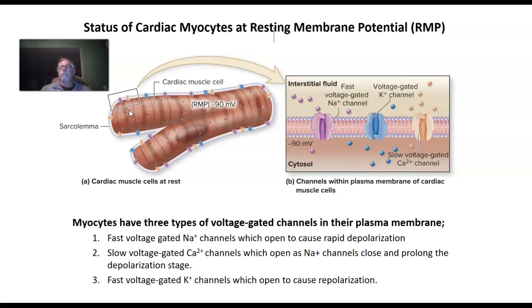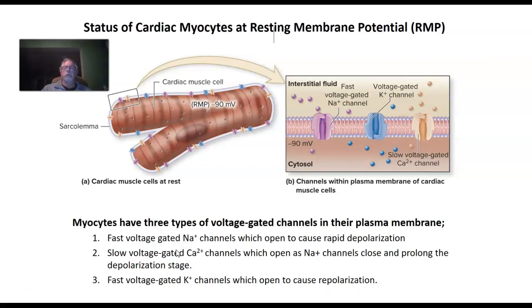If we focus in on the plasma membrane, we'll see the ion channels that are present, and these 3 ion channels are going to be important for the electrical events that are happening in the muscle cells. Cardiac muscle cells are equipped with fast voltage-gated sodium channels, slow voltage-gated calcium channels, and medium or just regular voltage-gated potassium channels. These channels are summarized at the bottom of the slide.